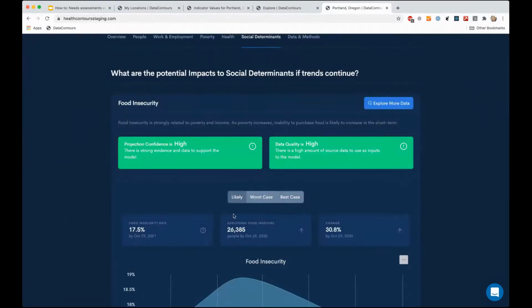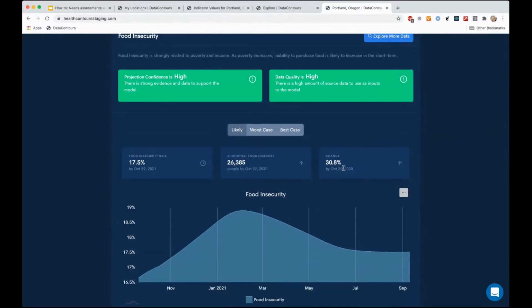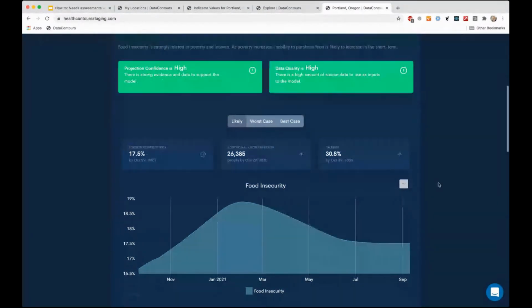So we use a short-term model here to project out 12 months on food insecurity. Within Portland, for example, we would project under the likely scenario that food insecurity increases by 30% year over year. So still a big number. There'd be an additional 26,000 people in the population who are food insecure.